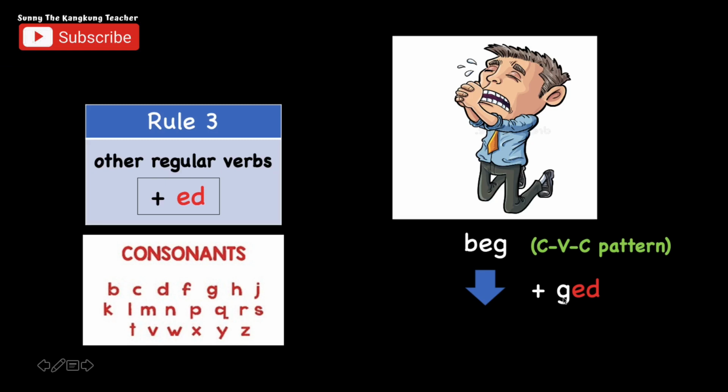So instead of adding ED, we have to add GED to make the simple past tense form bagged, which is begged. This only applies to words or verbs that have the CVC pattern.